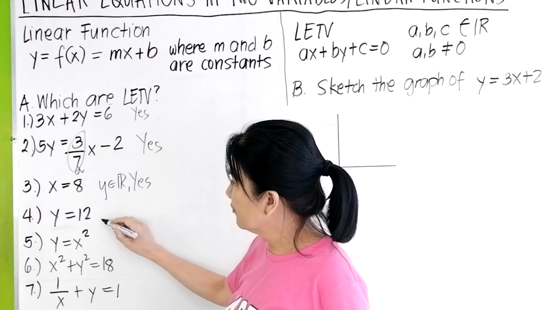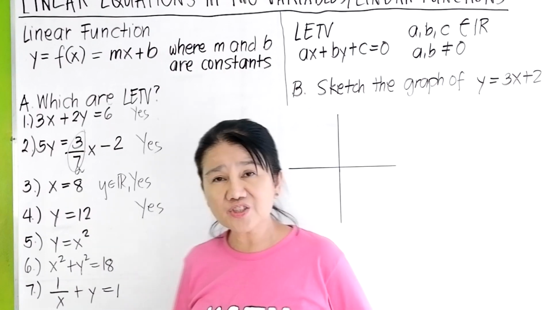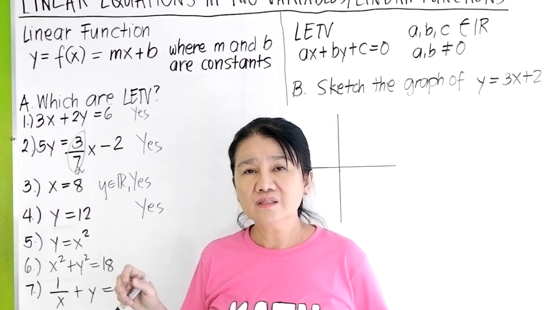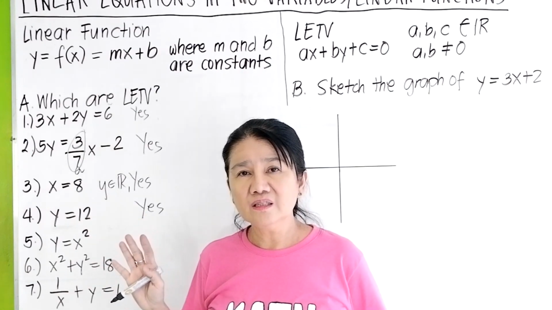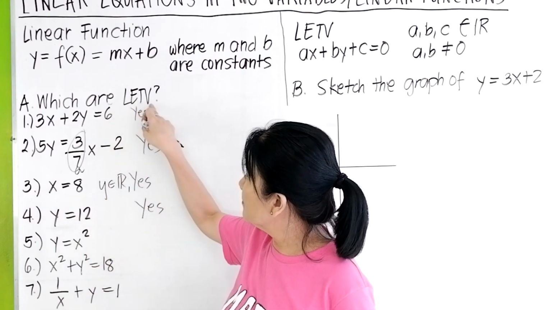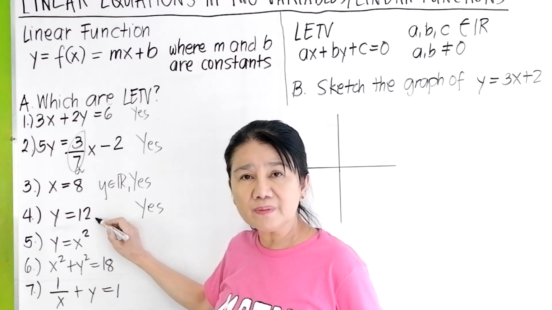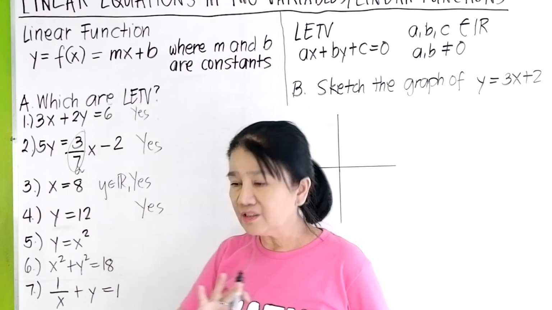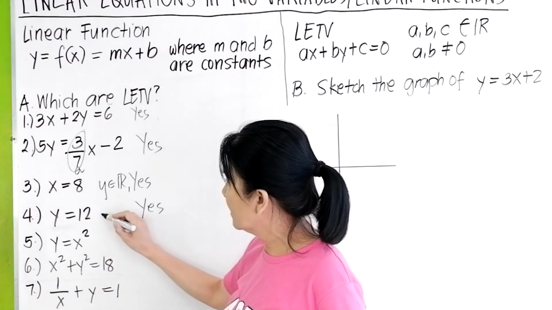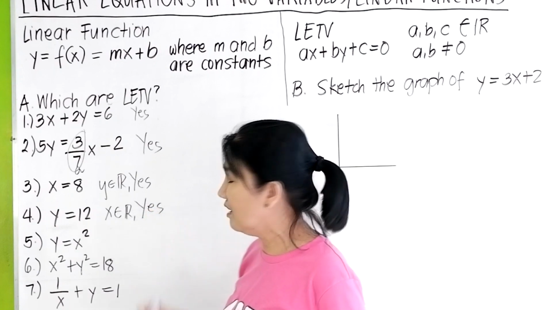What about number 4? The answer is still yes. Now your question again, same as in number 3. It is only involving one variable. How can it be LETV, where T means two variables? In the Cartesian plane, or under the Cartesian coordinate system, you will have an x and a y, and here it is understood that x is an element of R.